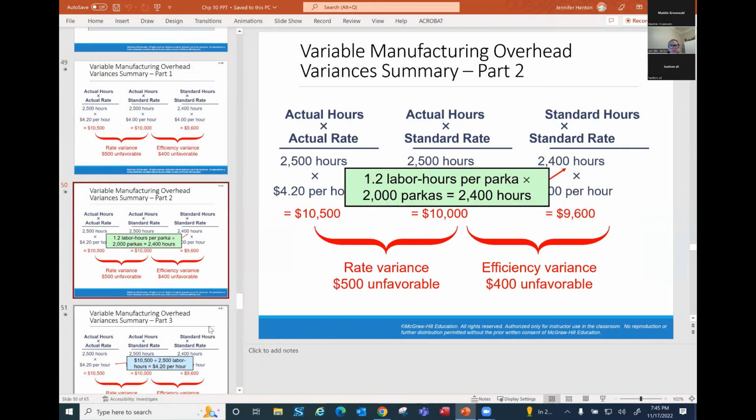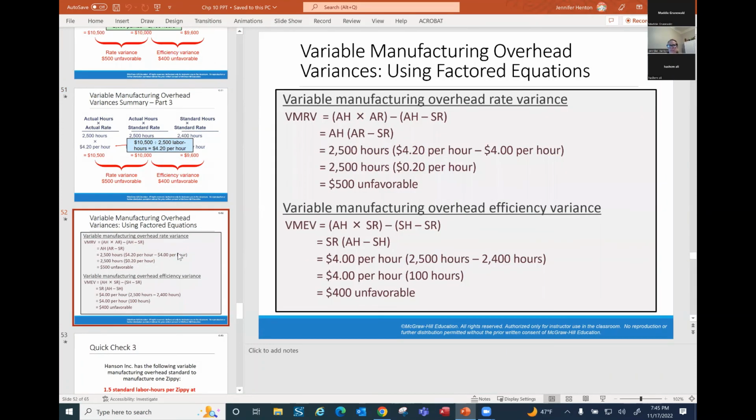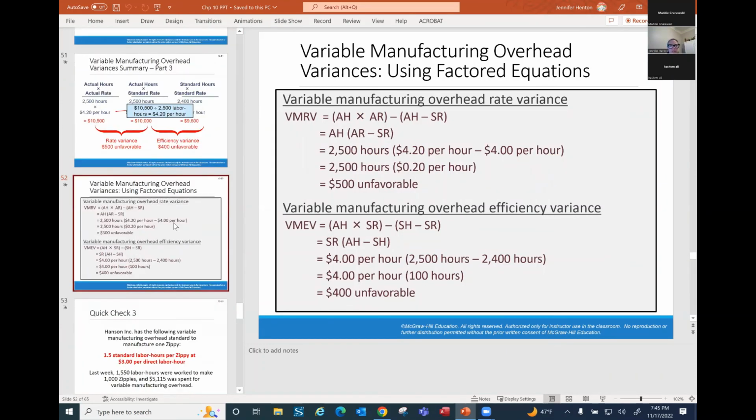Okay, and here are the calculations on how we came up with those numbers. This is the other format that you can put it in if this is easier.